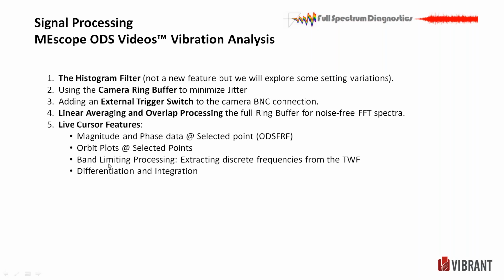The other thing, orbit plots at selected points. We can select a point on the structure, have it create an amplified orbit plot. And this plot can give us a little better idea of the direction of what's going on in that piece of equipment. There's a band limiting process. We're extracting a discrete frequency out of the time waveform and putting it back. We'll talk about that transformation when we get there. And then differentiation and integration are a couple other mathematical functions of the software.